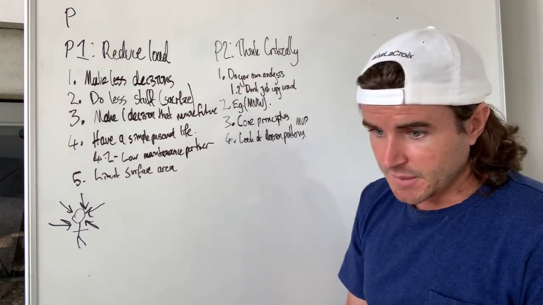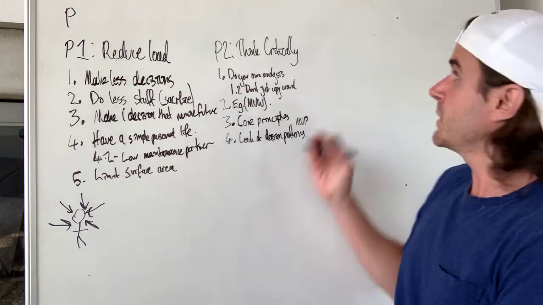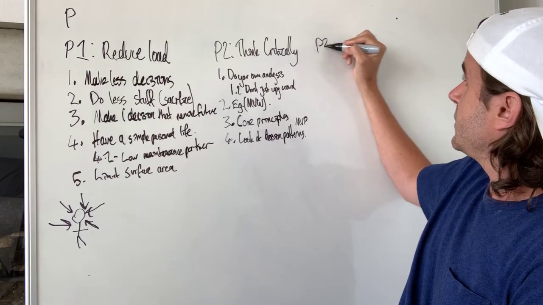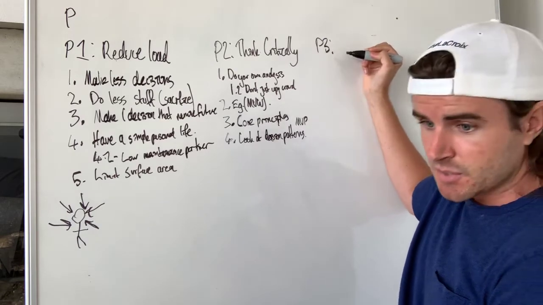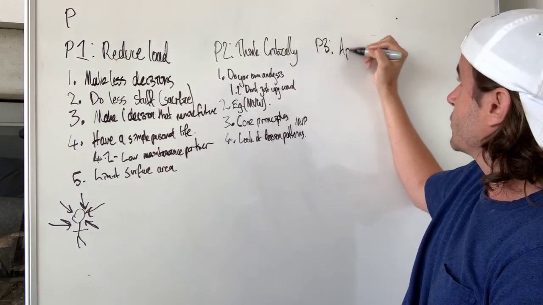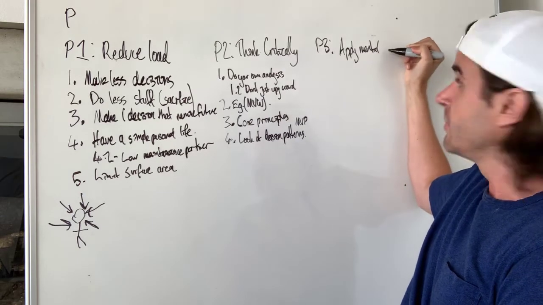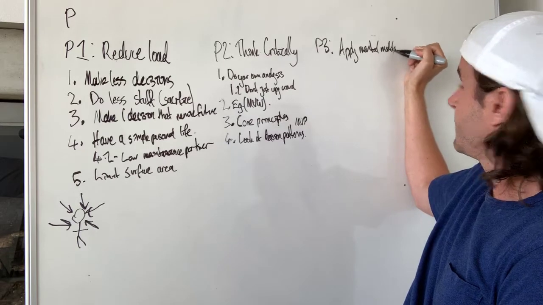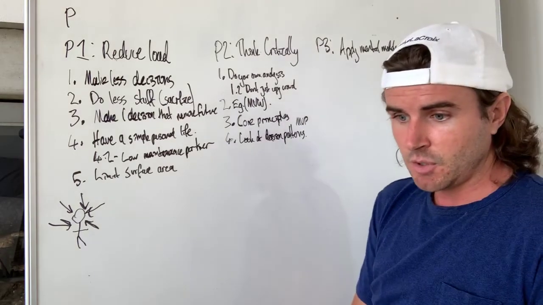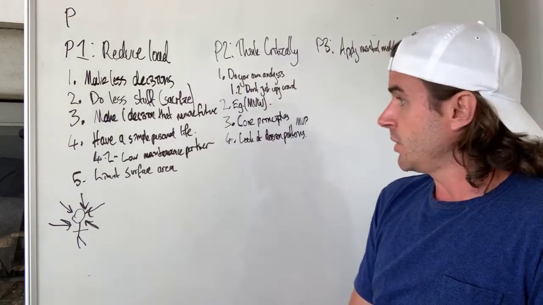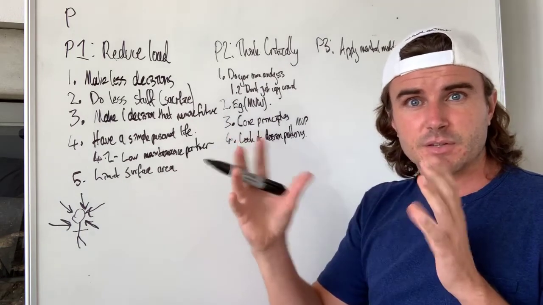Now, let's go to part 3. Do we have any space? Yep. P3. And this is called Apply Mental Models, which we've started to get into a little bit. So, applying mental models is basically applying different patterns, right?